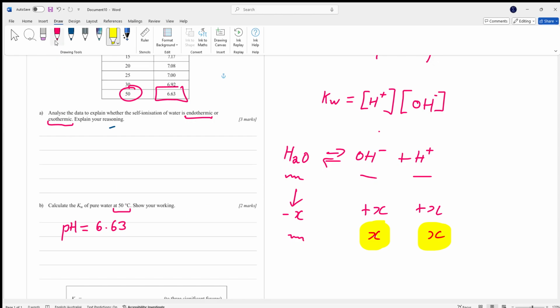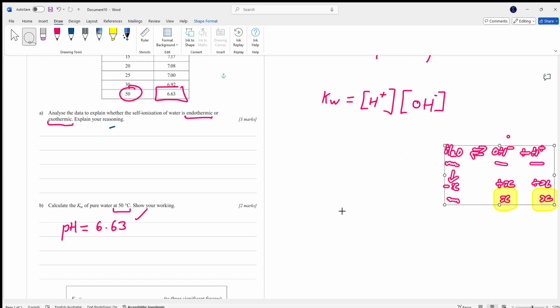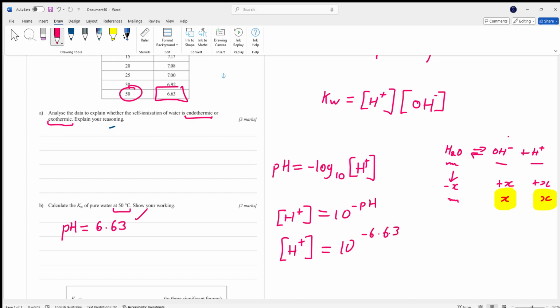That is very important. So if we use the pH to calculate the H plus, indirectly we work out the OH minus. Now we know that pH is negative log 10 of H plus. Rearranging that, you get H plus equals 10 to the negative pH. So H plus is 10 to the negative 6.63. Chuck that into your calculator, it'll give you a decimal value.